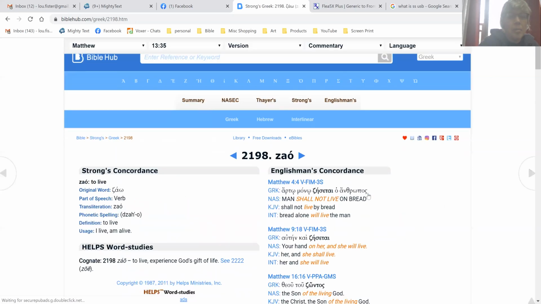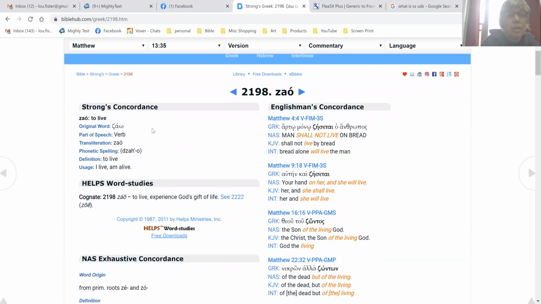And if I look that up, all it really tells me here is that it means to live, gift of God's life, but it says see reference number 2222, and it tells me what that word is, which is Zoe. And that's when I knew right away what it was. So I know that this word 2198 is a derivative. They're not going to give me the whole definition here. Instead, they just say, go see the real word.